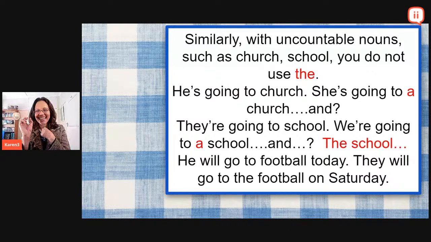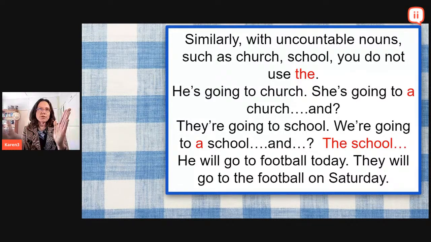We use the word church to describe an activity, not to describe a place sometimes. We use the word school to describe what we do there, not to describe the place sometimes. We use the word football when we talk about doing an activity, not to describe the place. So when you're talking about the activity and what you usually do there, you don't use an article with these specific words. However, you can say the school.